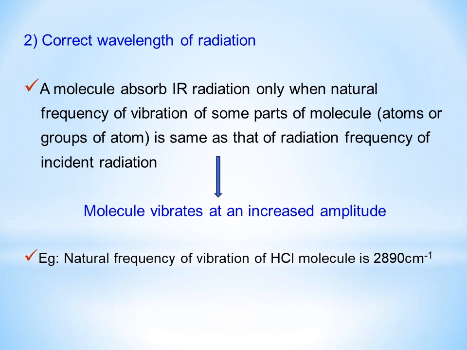The second requirement to absorb IR radiation is the availability of the correct wavelength of radiation. A molecule absorbs IR radiation only when the natural frequency of vibration of some part of the molecule is the same as the frequency of the incident radiation. That gives a particular molecular vibration at an increased amplitude.